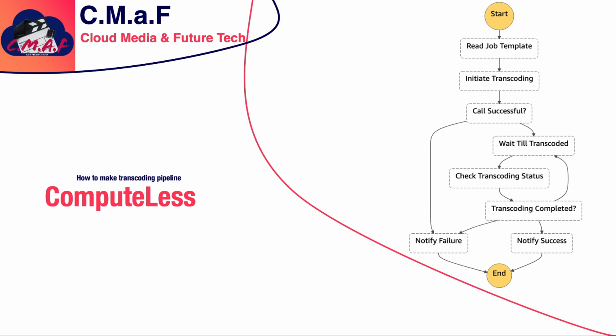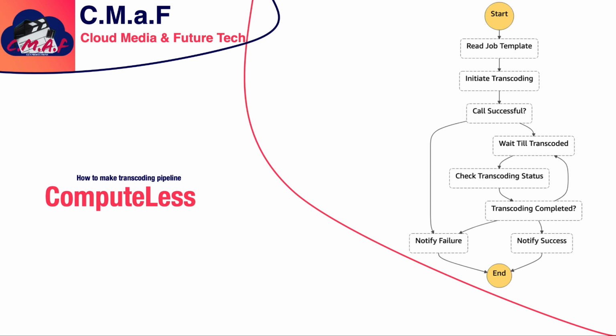Now, we are going to use all the concepts that we learned along with AWS Step Functions and build a transcoding pipeline out of that. On the right hand side, you can see a sample state machine. We are going to read the job template from an S3 bucket. We will use JSONPath to query and manipulate this JSON and pass it to the next step, which is initiate transcoding. We will make an API call and check if the API call was successful.